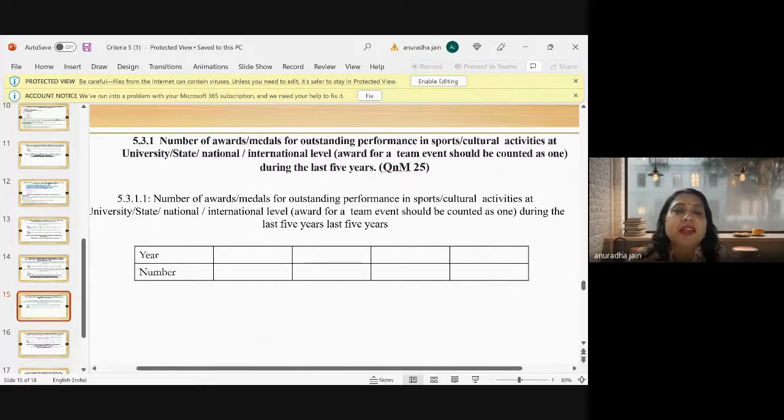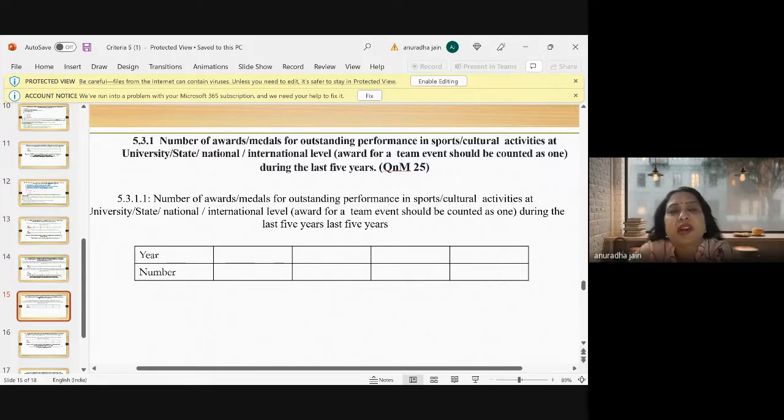And in this, we have to be very careful that when it's a team event, the award should be counted as 1. Okay, you cannot count, like, suppose in a team there are 10 members and you count 10 times. No. If it is a team event, then it will be counted as 1. Okay, so in this, number of awards and medals for outstanding performance in sports and cultural activities.